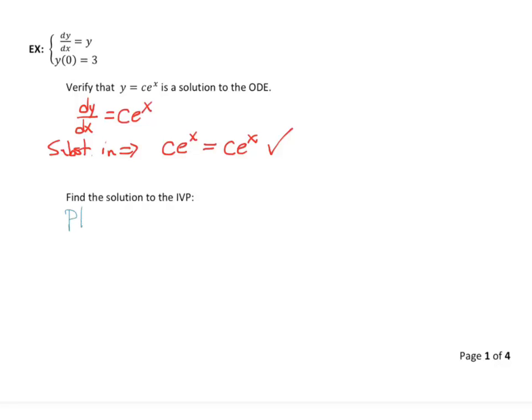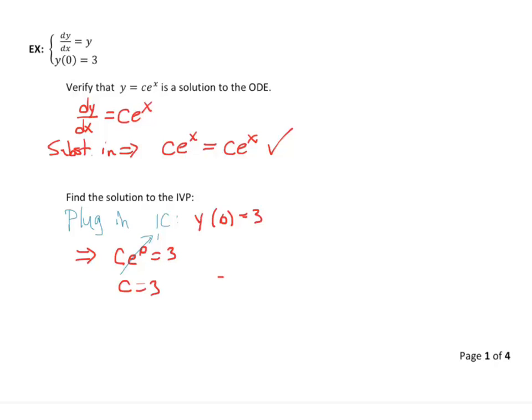We plug in our initial condition. Our initial condition is y of 0 is equal to 3, so we're going to plug in 0 for x, and 3 for y. So that means c e to the 0 is equal to 3. That is, I'm plugging it into my solution, right? Now, e to the 0 is 1, so c times 1 has to equal 3.